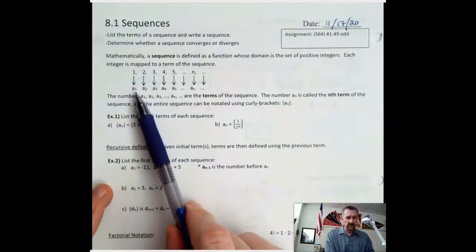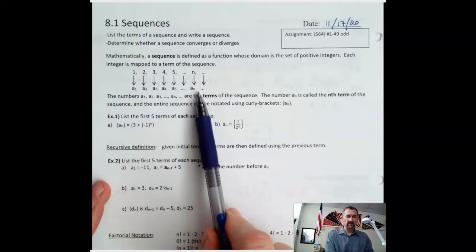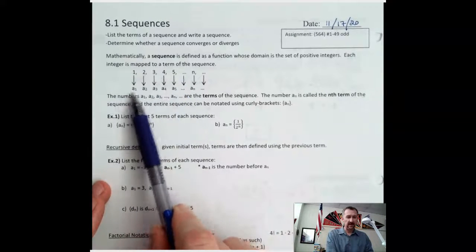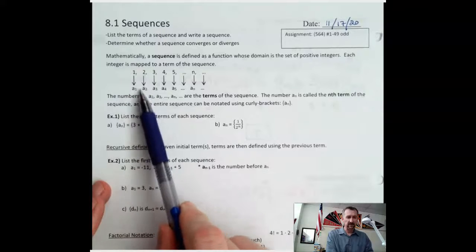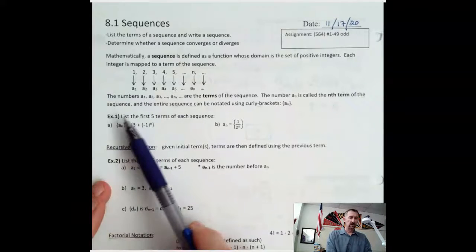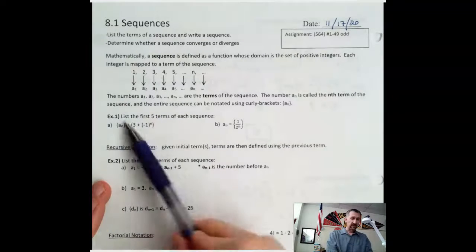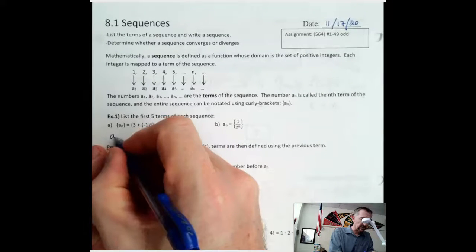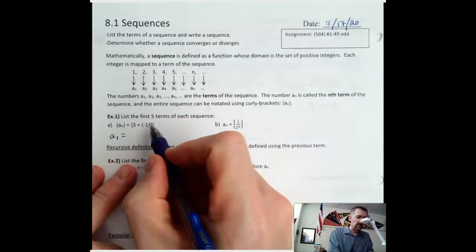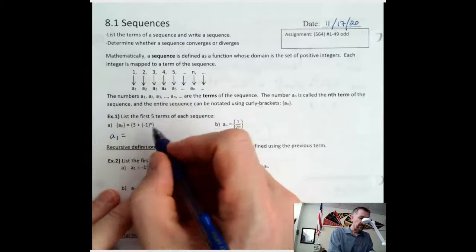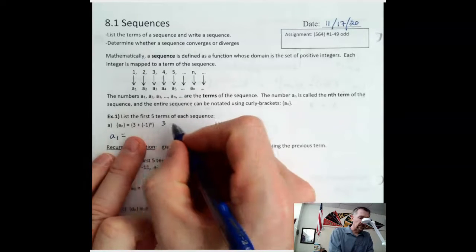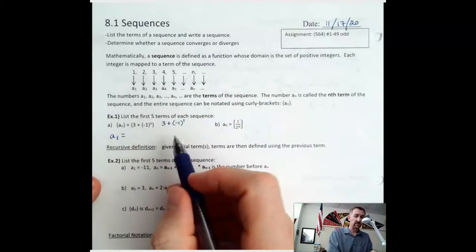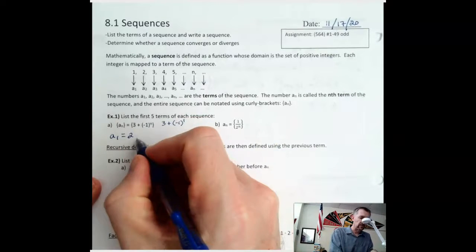So the little subscript tells us what number in the list we are. If we just had the counting numbers 1, 2, 3, 4, 5, then a sub 1 would be 1 and a sub 2 would be 2. So this just says list the first 5 terms, so all you have to do is put a 1 in, and that would be 3 plus negative 1 to the first power, so that would be 3 plus negative 1, so that would be 2.